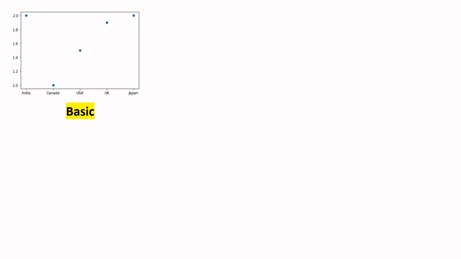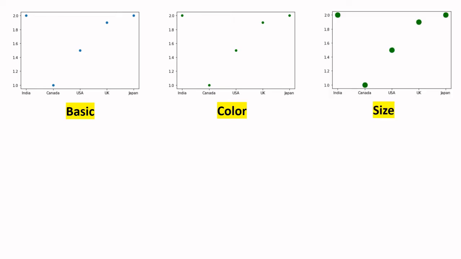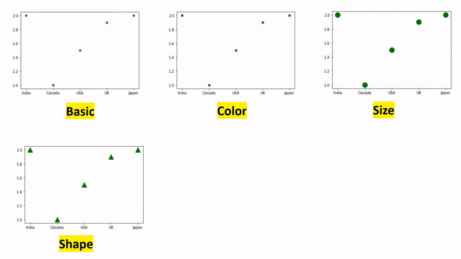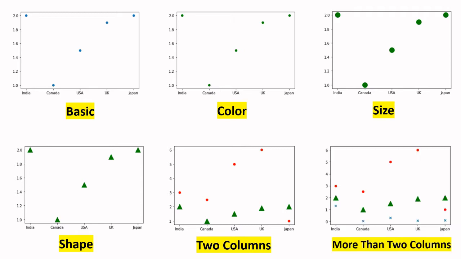In this video, we will see how to create the scatter plot. One basic scatter plot we will start with. Then we will see how to change the color of the markers. Then we will see how to change the size of markers in a scatter plot. Shape of the markers, changing shape of the markers in a scatter plot. Then we will see how to use two columns, in fact three columns in a scatter plot.